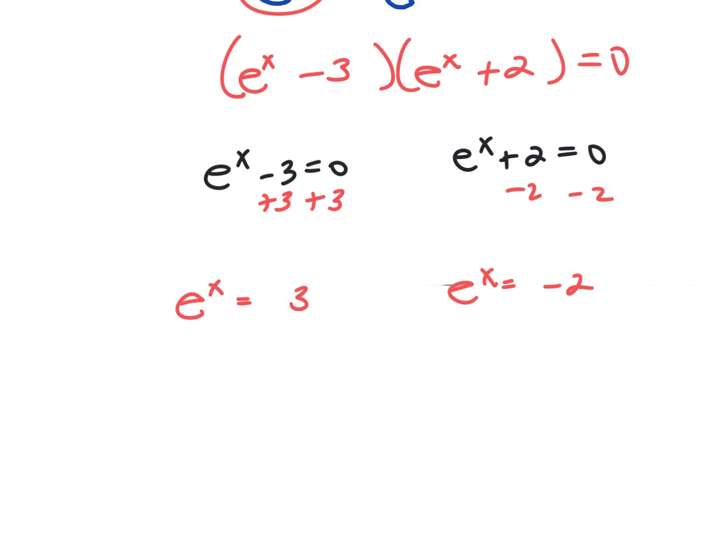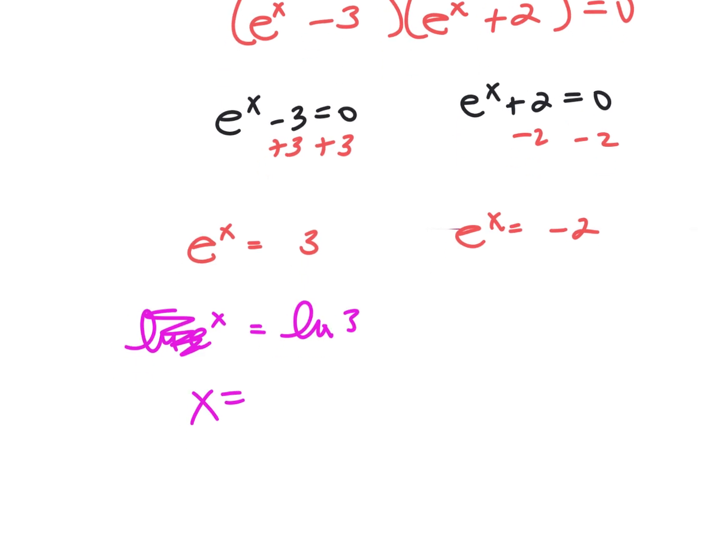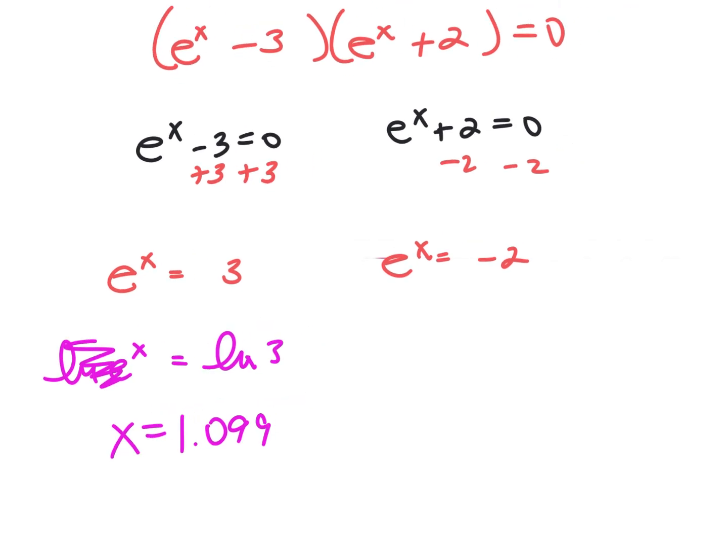I have one last step to do. How do you undo e? ln. So I'm going to take the ln of e to the x here, ln of 3. What you do to one side, you do to the other. So what happens with ln and e? They cancel, so x equals, what's the natural log of 3? 1.099. Perfect.